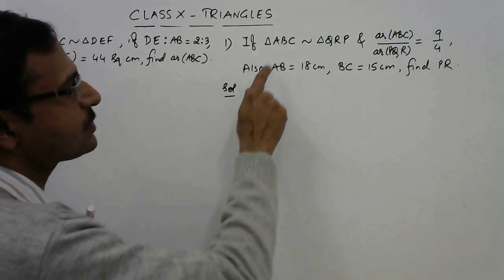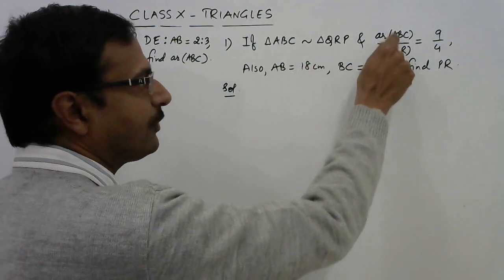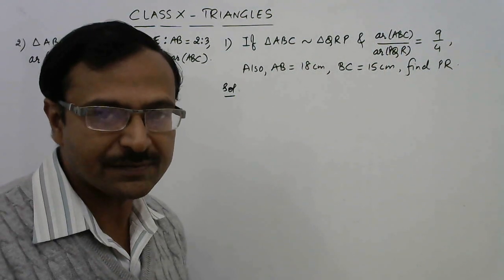Now see the triangles which are given similar. Whenever two triangles are similar, their ratio of areas is equal to ratio of squares of the corresponding sides.